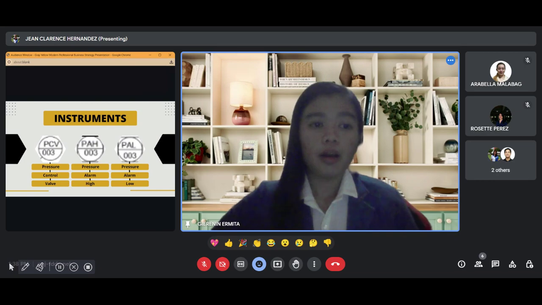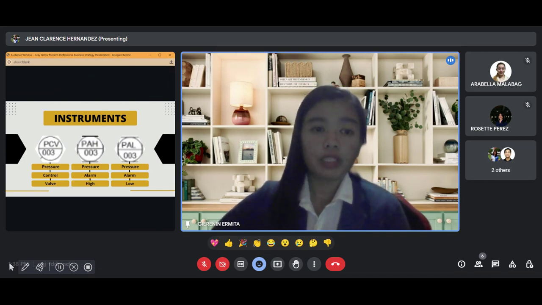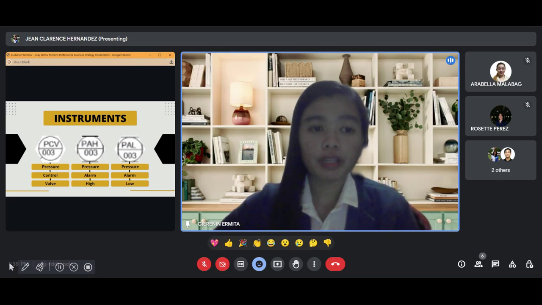Next is the pressure control valve, which serves a crucial purpose in regulating and maintaining optimal pressure levels at key points within the system. This valve is strategically placed to control the flow of fluids, ensuring that the pressure remains within specified ranges to facilitate efficient and safe operation. Pressure alarm high.